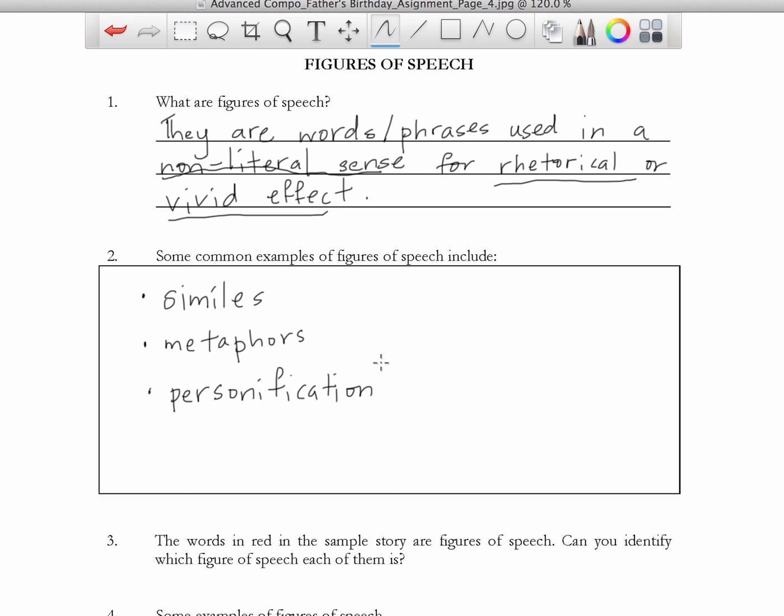When you give a life-like quality to a non-living thing. So the car growled angrily, or the trees danced in the wind, trees dancing. These are examples of personification. A fourth one is hyperbole.